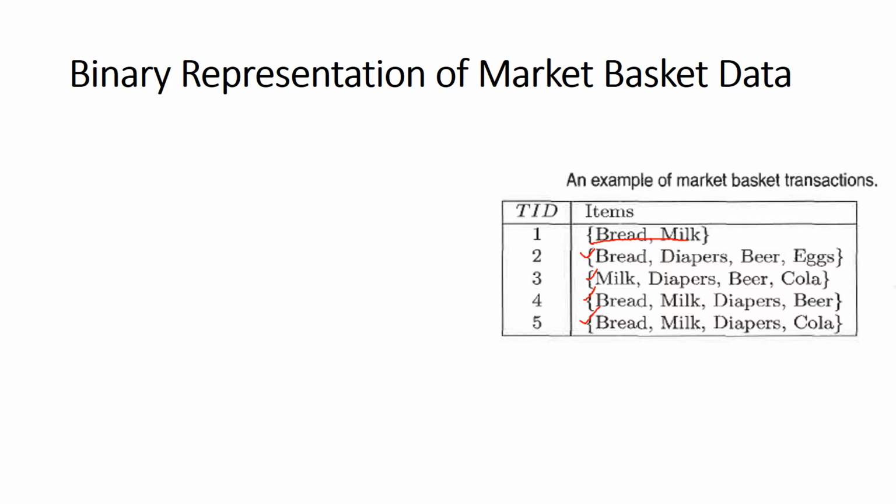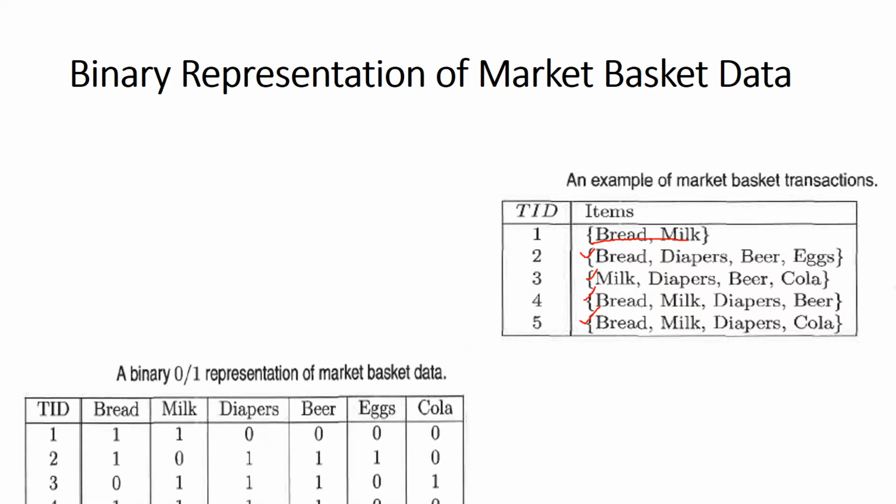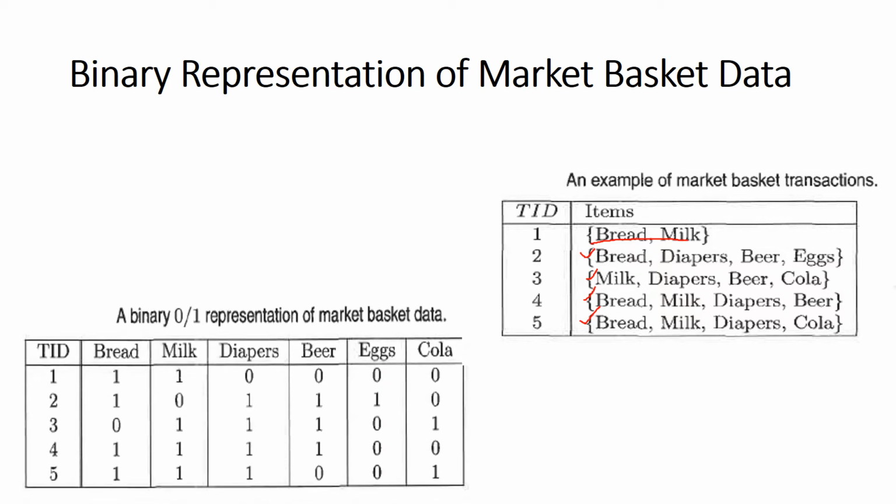The same market basket transaction can be represented in the binary format as follows. If you look at the first transaction, the transaction has bread and milk. In the binary representation, because bread and milk are bought in the first transaction, we have a 1 for both bread and milk. Whereas there is a 0 for diaper, beer, eggs and cola because these items are not bought in the first transaction.